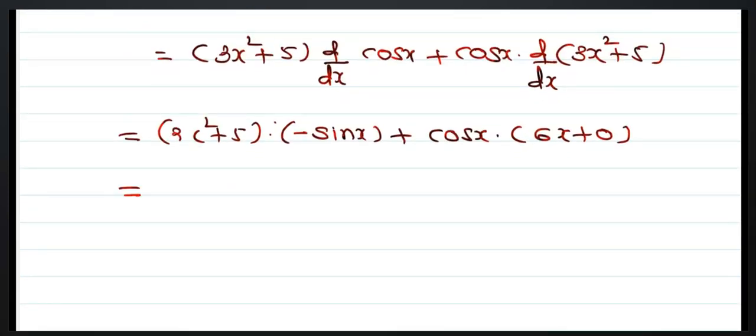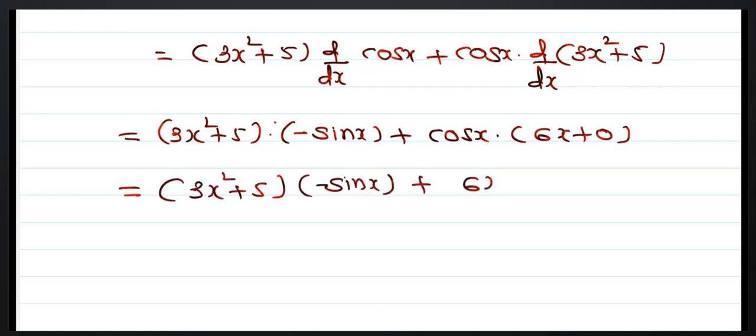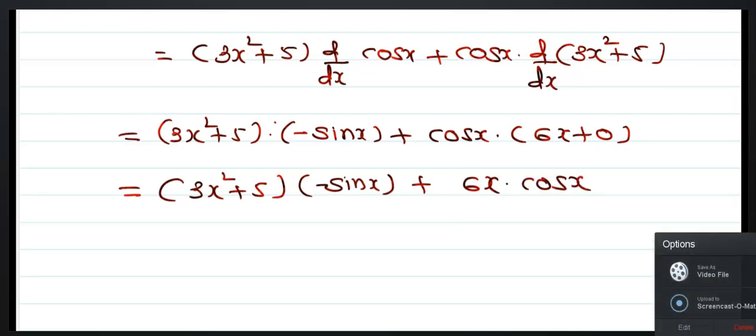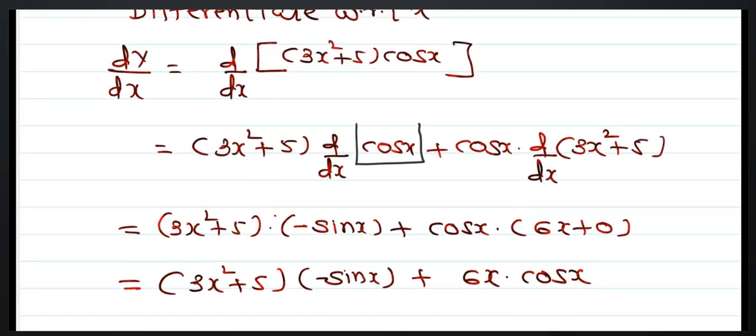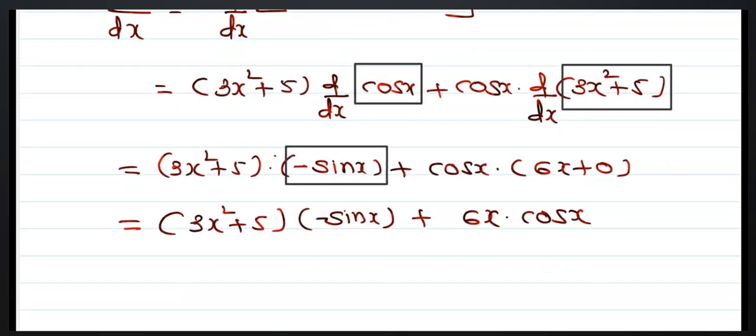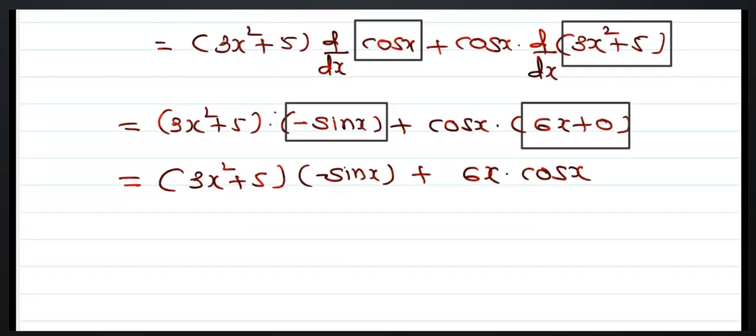Therefore, we can write now, after normal simplification: (3x square plus 5) into minus sin x, plus cos of x into 6x, which gives 6x cos x minus (3x square plus 5) sin x.